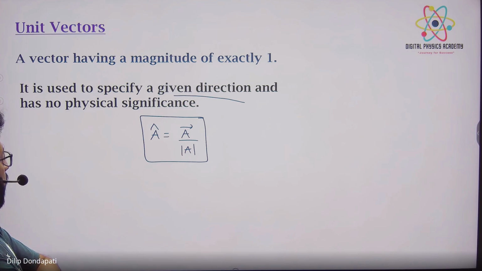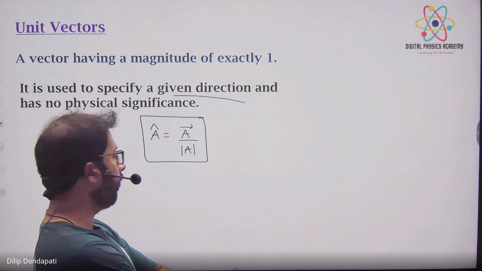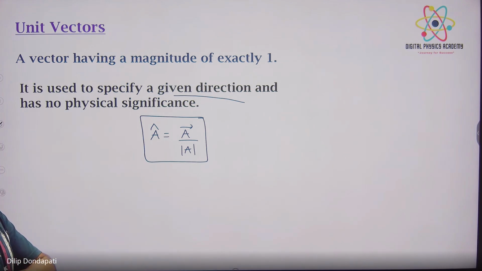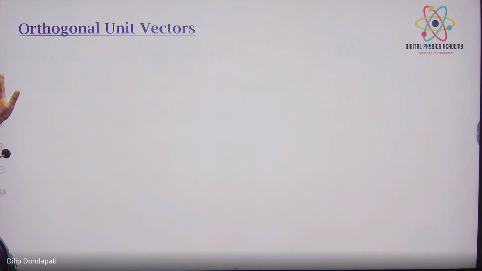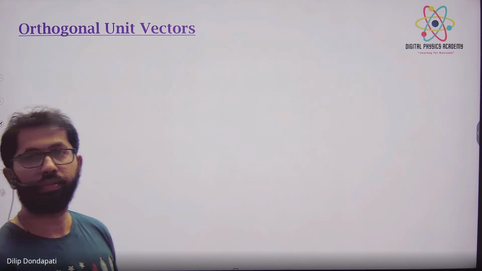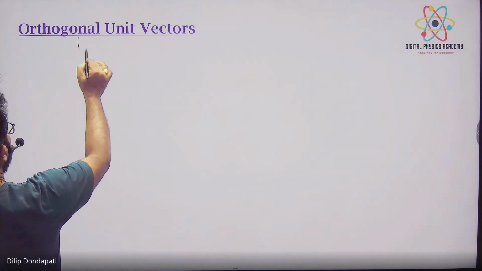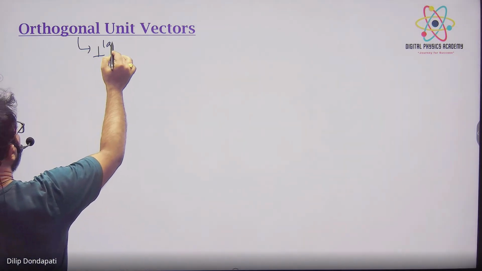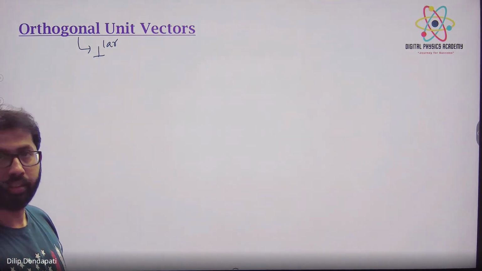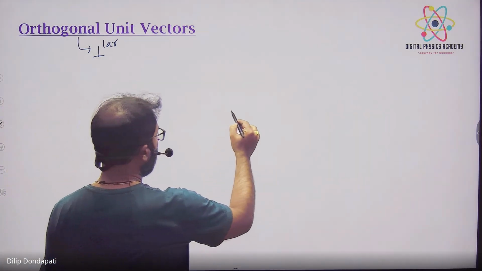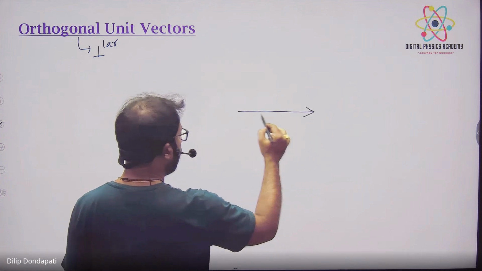So vector A by mod A is the answer. Now we will go for the orthogonal unit vectors. Orthogonal means perpendicular. Perpendicular unit vectors. I told, right? What is the specialty of unit vectors? To specify the direction, right?